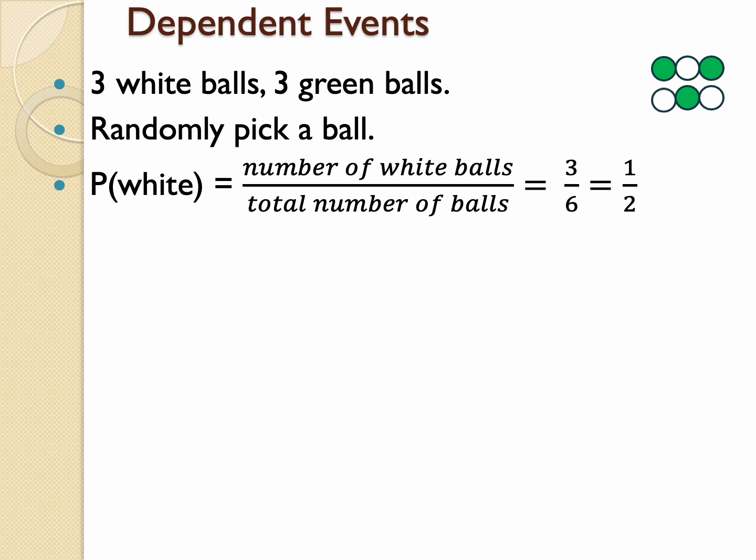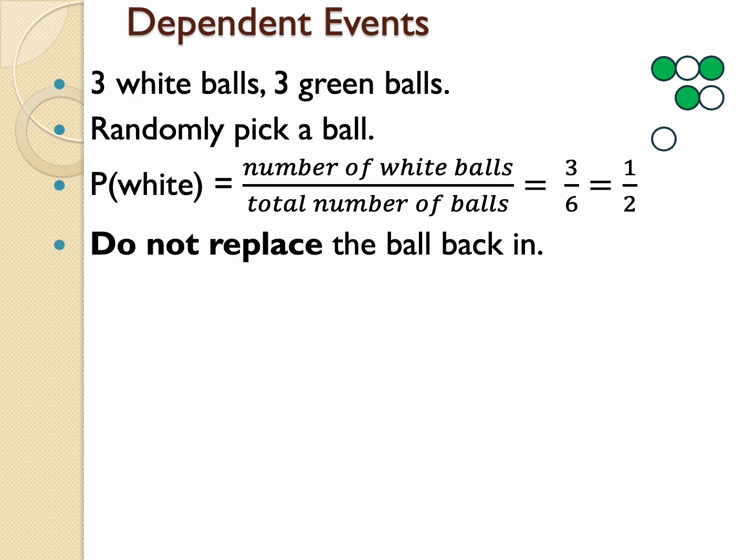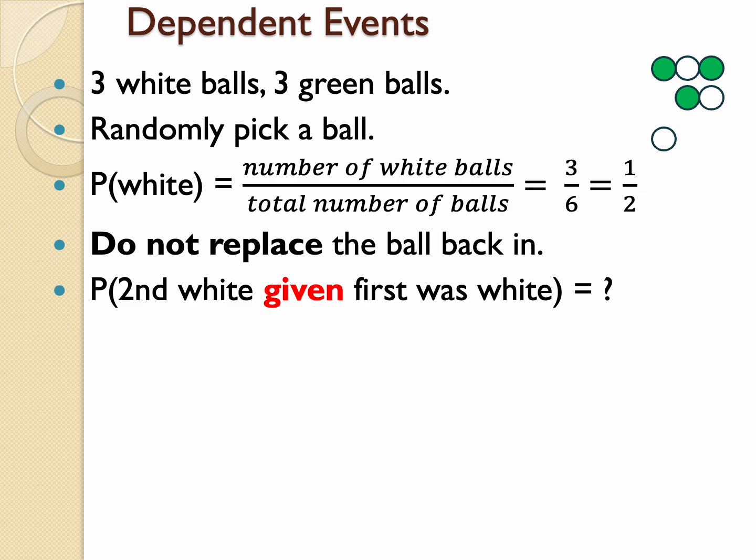Now suppose after picking a ball, we do not replace it back in the bowl. Now, what is the probability of picking another white ball given that the first one we picked was also white and it wasn't replaced? So this situation warrants some extra notation. We write that as probability of white given a white was chosen earlier on. This vertical bar between the two whites means given that.